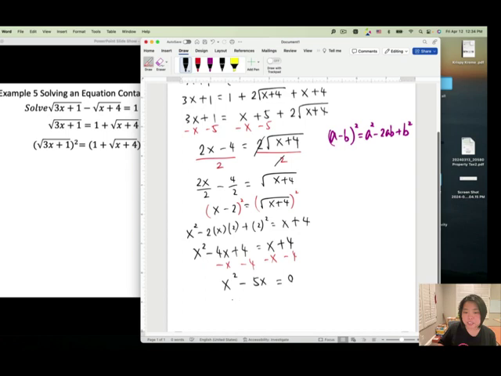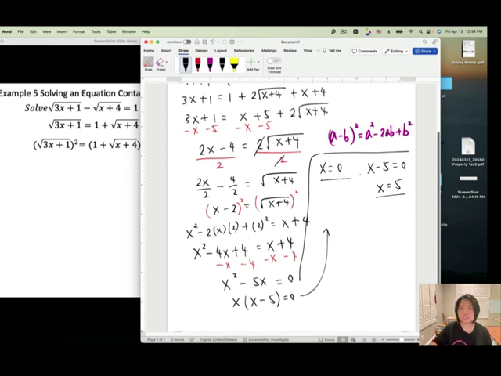Okay, now factor out the x. Don't divide it by x. We don't want to divide the variable. So factor out the x. We're going to be left with x minus 5 equal to 0. So zero property: x equal to 0, x minus 5 equal to 0. So you do have two solutions here, x equal to 0 and x equal to 5.